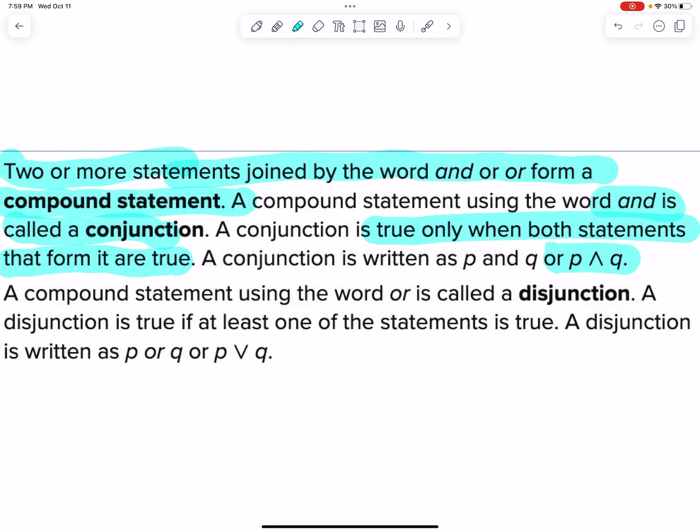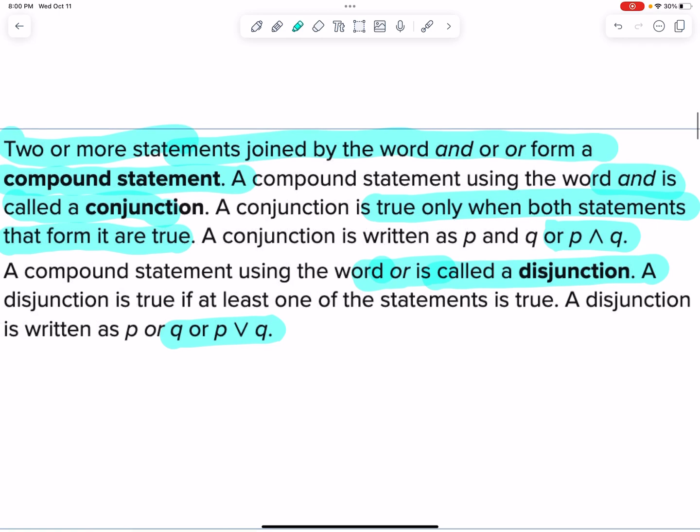However, a compound statement that's a disjunction is the or. The or one is called a disjunction, and it's true if at least one of the statements is true. So if one or the other in P or Q is true, it's going to be a true statement.